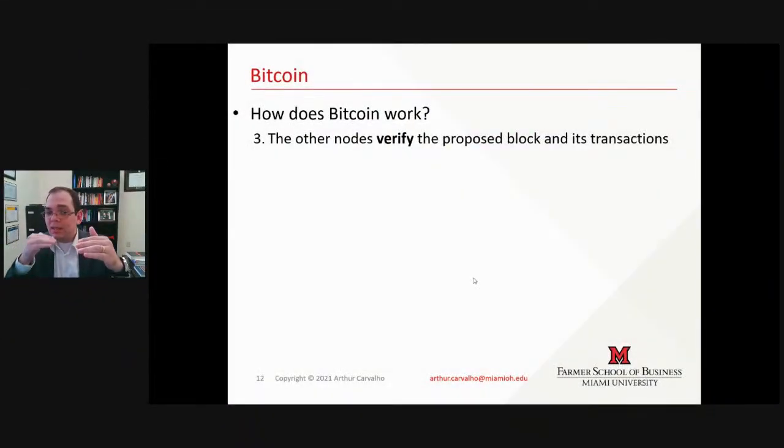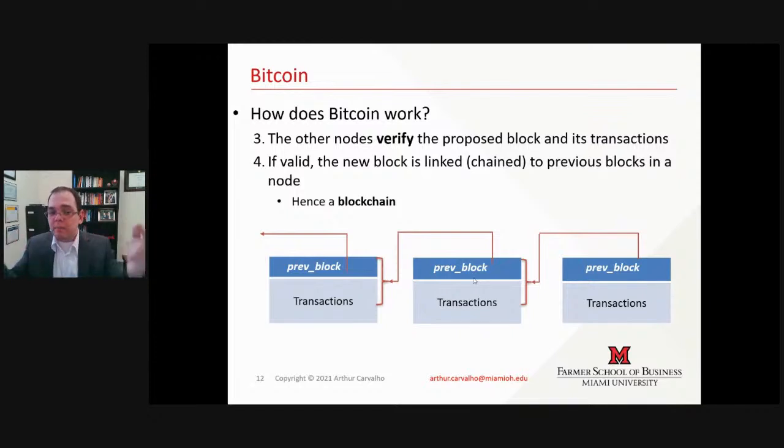But okay, at this point we have a winner. Someone will be the first one. All the others will be like, okay, I lost. So what happens next, step number 3, is the other nodes, the other computers, receive the block from the winner, and they verify if everything looks good, if the solution is good, if the transactions are good. If everything looks good, all these transactions are now processed by everyone in the network. What happens next is every single one of the computers will take the accepted block of transactions and link it to a previous block. When we have chained blocks, we have a blockchain, because now we have all these blocks chained together.